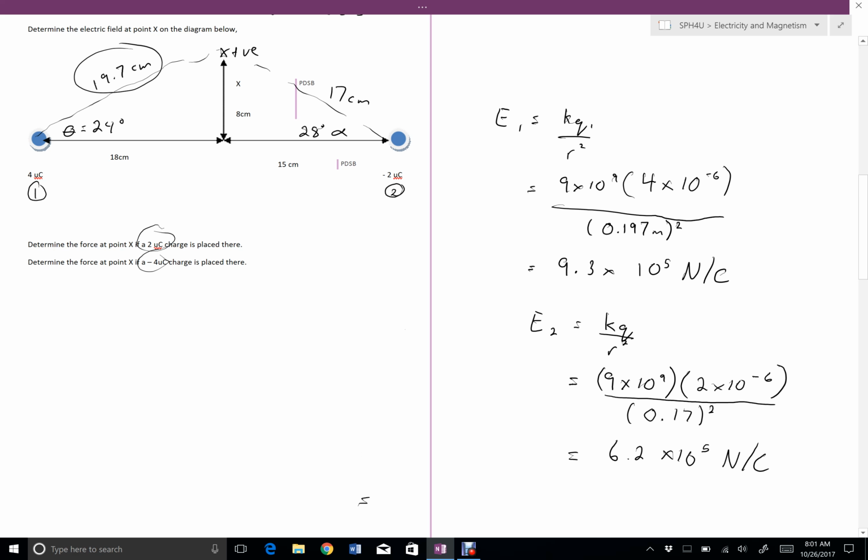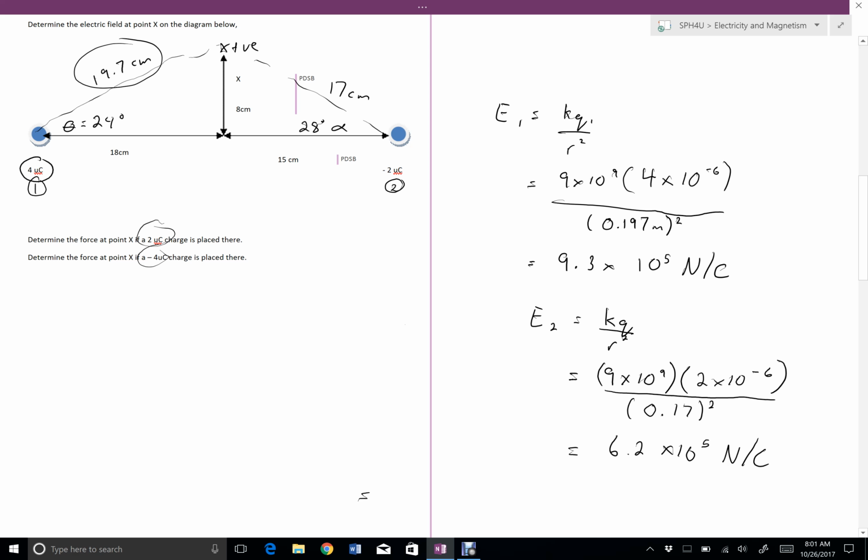If I'm considering the electric field generated from point 1, you'll notice that I have a positive charge generating that electric field, and I assume a positive test charge, so like charges repel, so I'm going to repel upwards this way, or up and away. So that force is going to be up and away at an angle of 24 degrees, and that is going to be 9.3 times 10 to the 5.